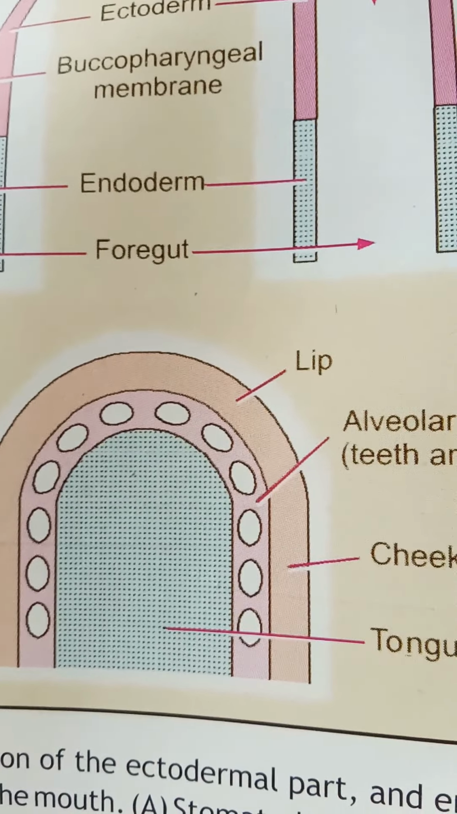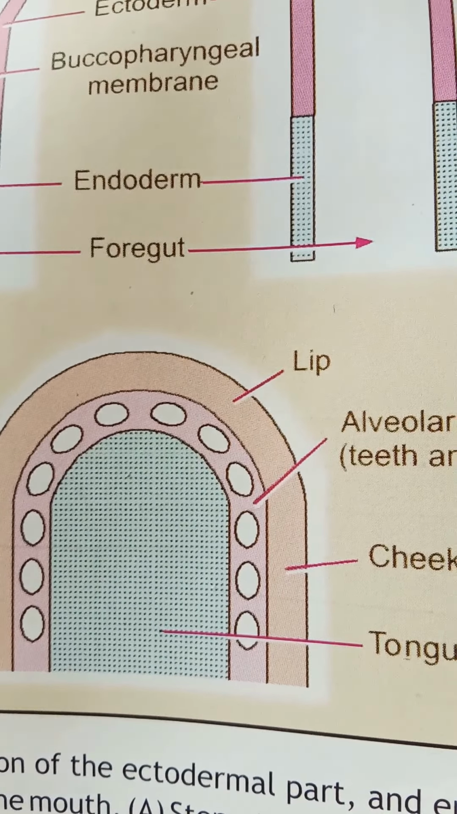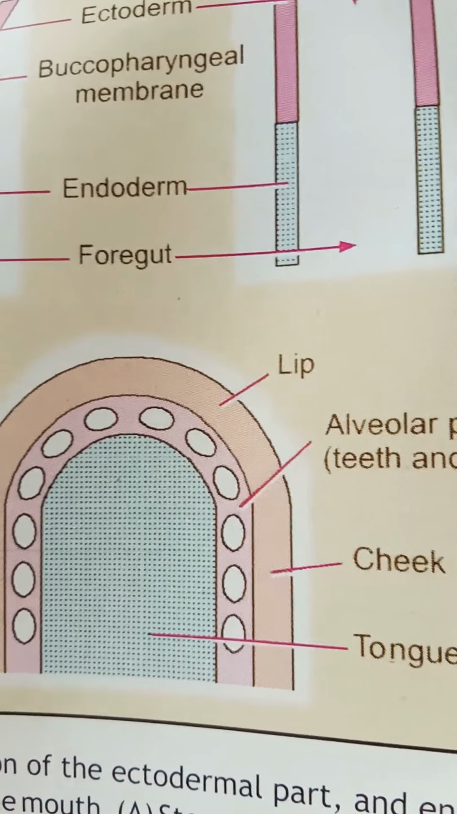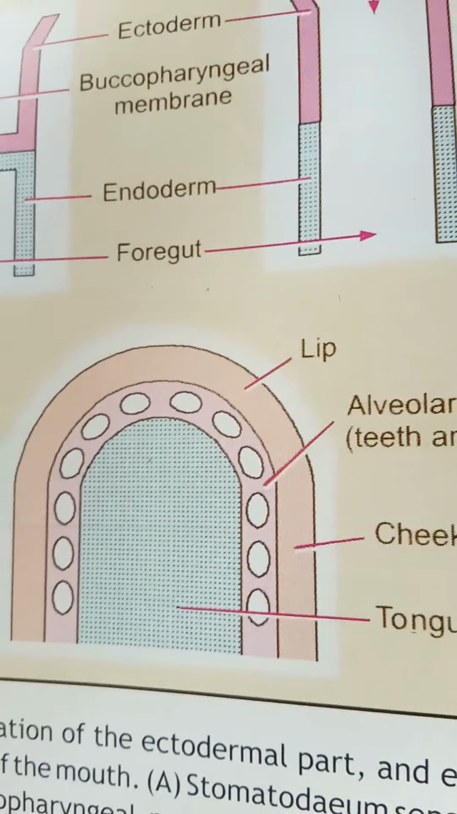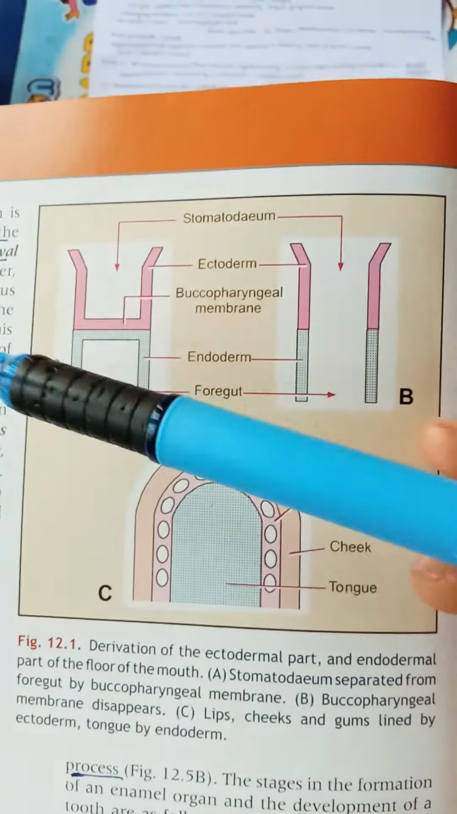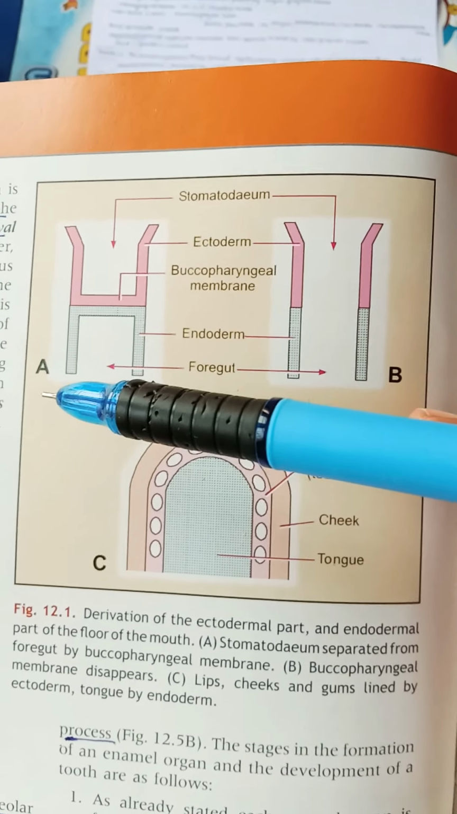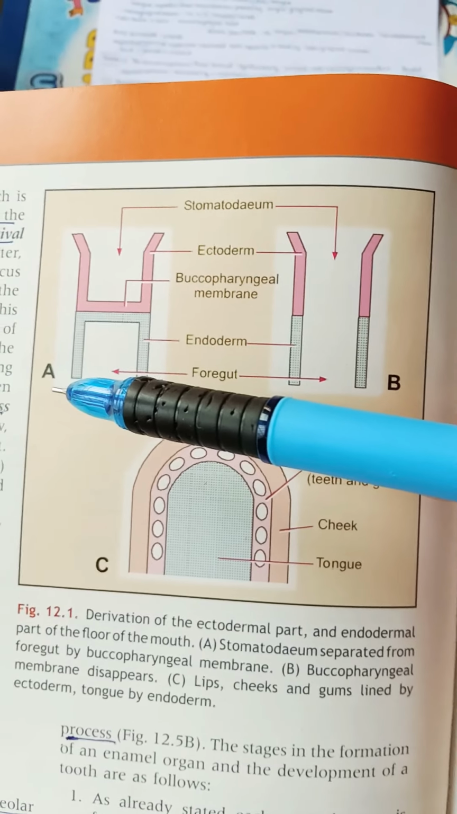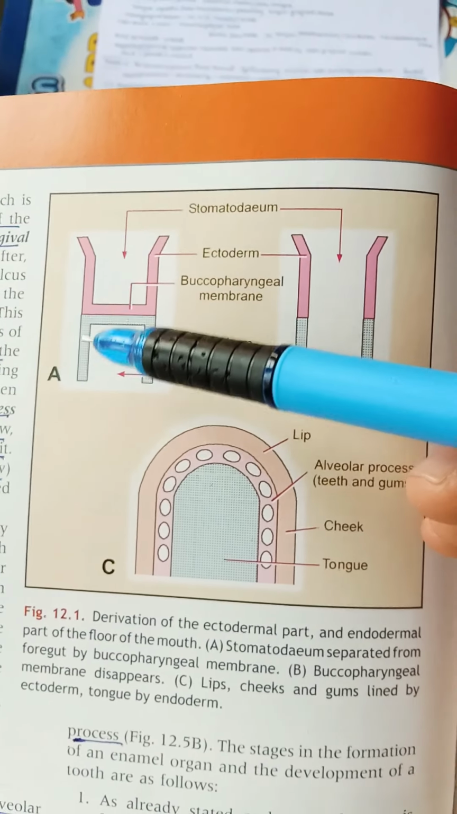Today we are discussing in embryology the development of the mouth, teeth, tongue, pharynx and some other structures. First, let us start with the development of the mouth. We know the stomatodeum forms the future mouth. We have said this many times. So this is the stomatodeum.